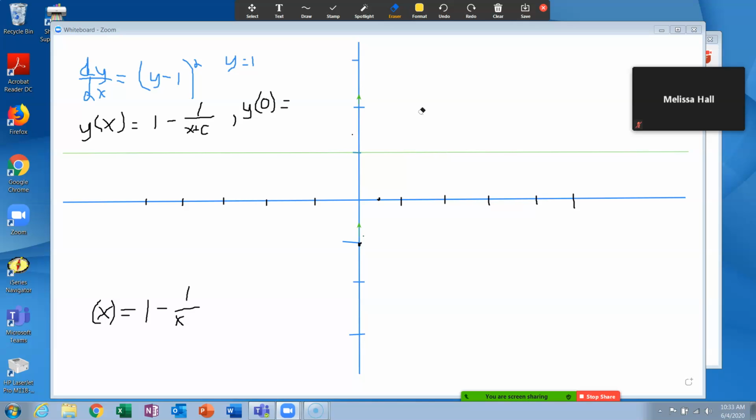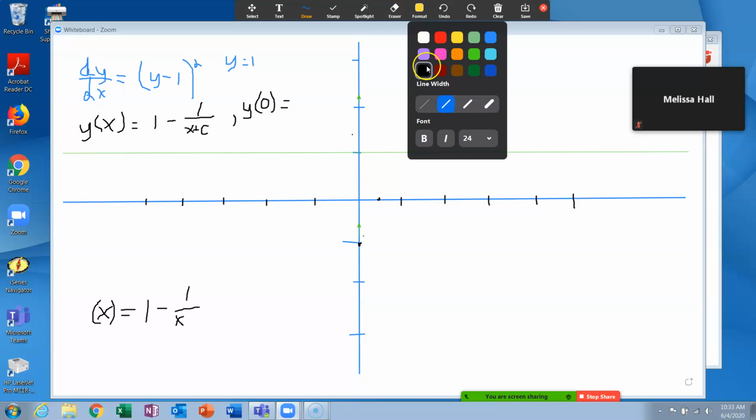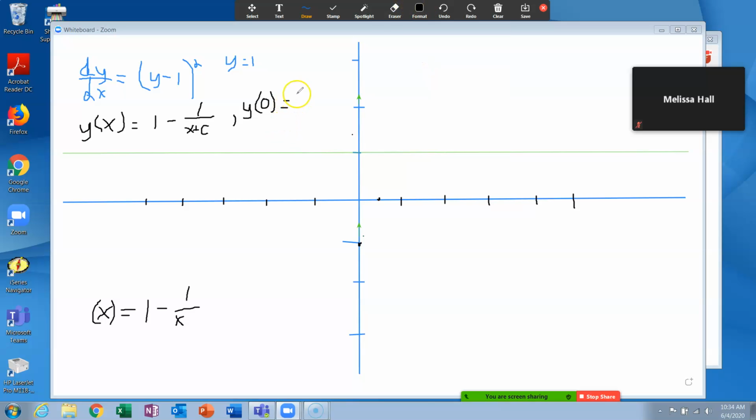And let's say our initial condition now is y of 0 is equal to 2. That's going to be how we change things. Okay, y of 0 is equal to 2. Just a simple little change there, but that changes everything. So at x equals 0, y is now 2. There is the point on it.